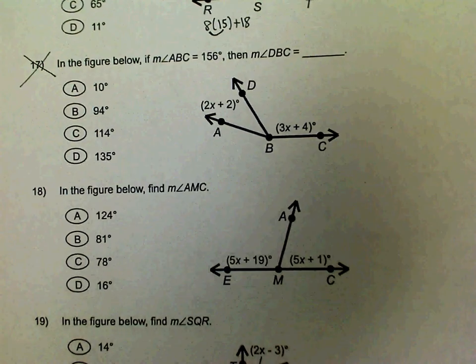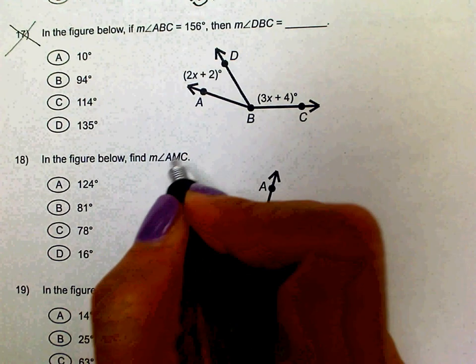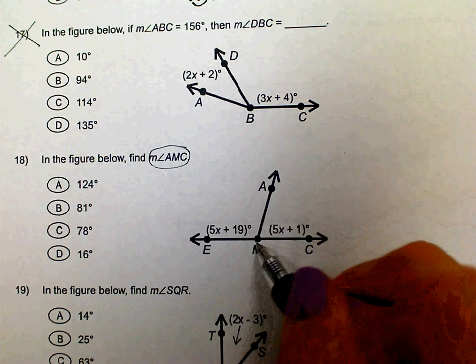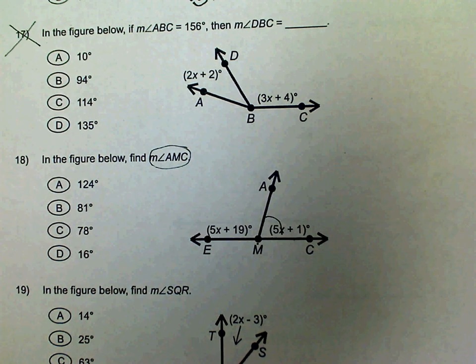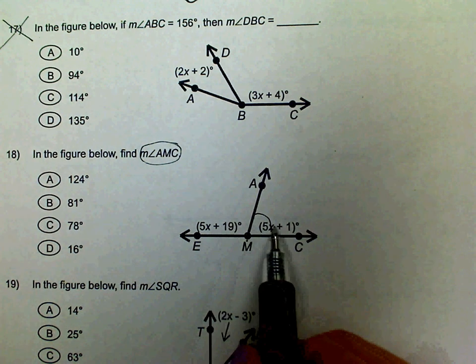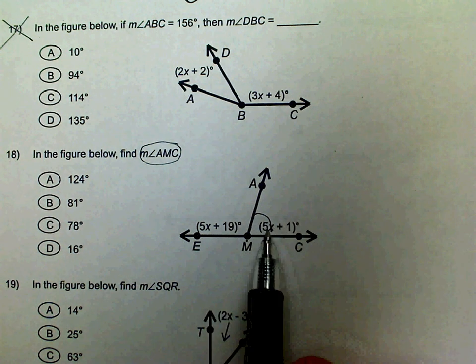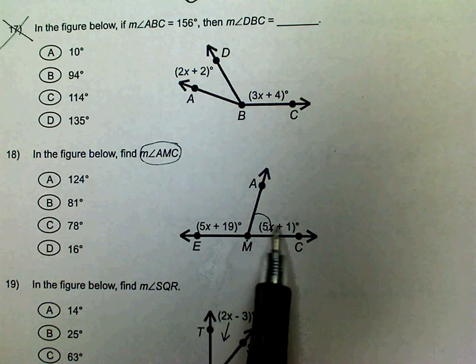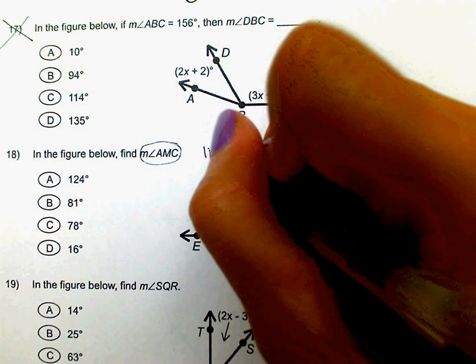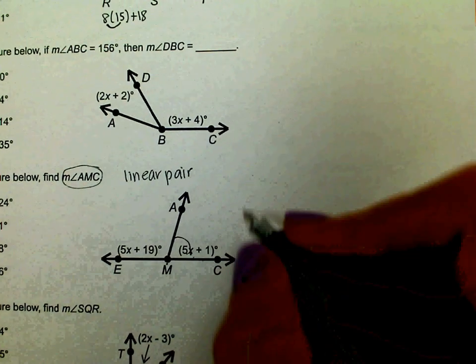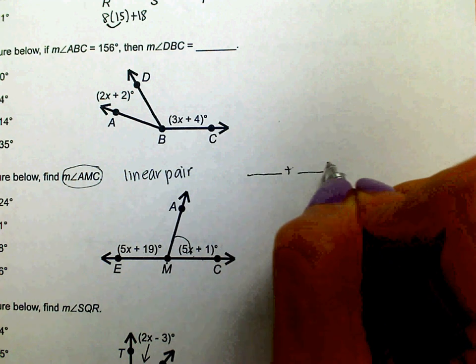Number 18. In the figure below, find the measure of angle AMC. So let's find out where that is. AMC. Oh, they're referring to that angle. Okay, so first, I need to know what x is. So in order to find x, let's see what relationship we can set up in an equation. This is a linear pair again. What do we know about linear pairs? They are supplementary. What does that mean? Blank plus blank equals 180.